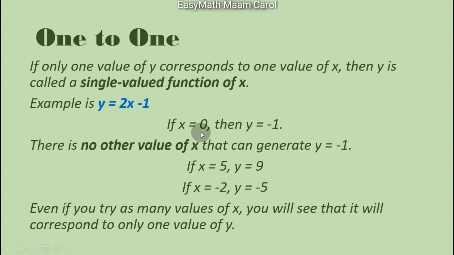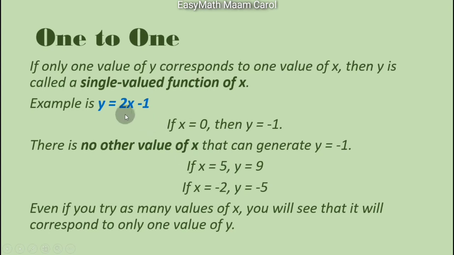So, if x is equal to 0, pag pinalitan mo daw yun ng 0, so 2 times 0 is 0. 0 minus 1 is negative 1. Then the value of y is equal to negative 1. So 0 corresponds to negative 1. There is no other value of x that can generate y is equal to negative 1. Tama. Kaya yung 0, isa lang yung kapartner niya, negative 1. At wala nang iba pang x na makakapagpalabas na y is equal to negative 1, kundi 0 lang.